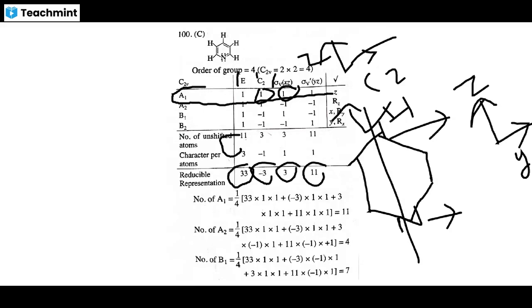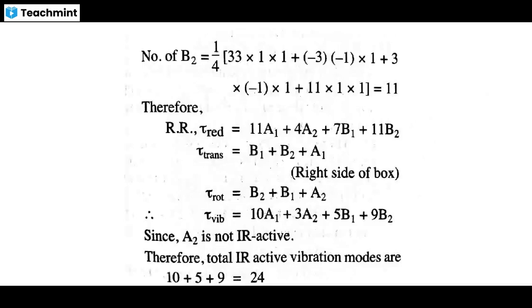So use this formula, you get the number of a1, number of a2, number of b1, like that. Okay, so of the 3 numbers, the first number is this reducible representation. The second number is the number of classes. The third number is the character. So you take first a1, and e1. Like that, it is just mathematics. So they calculate this total irreducible representation, and then you minus the translational and rotational.